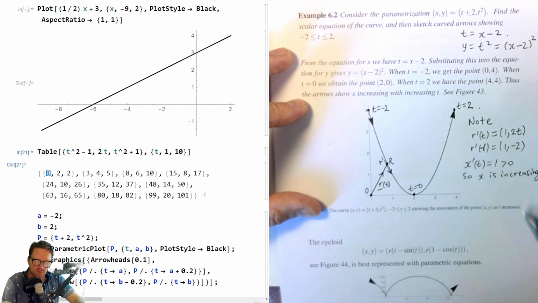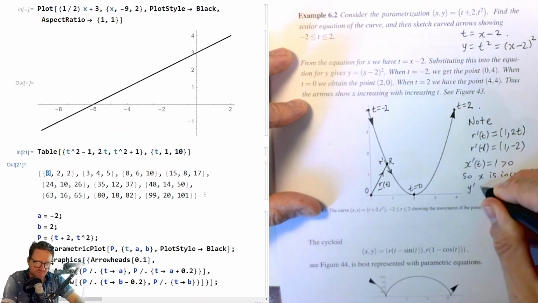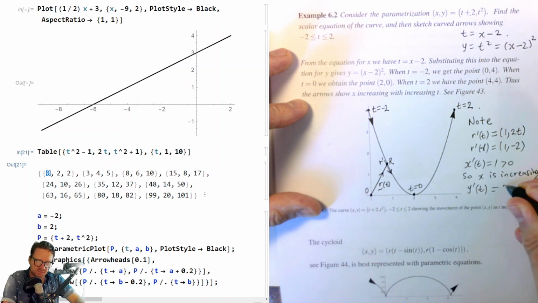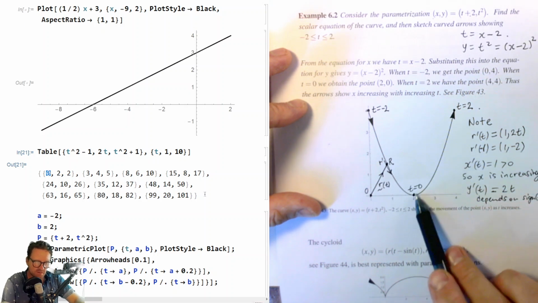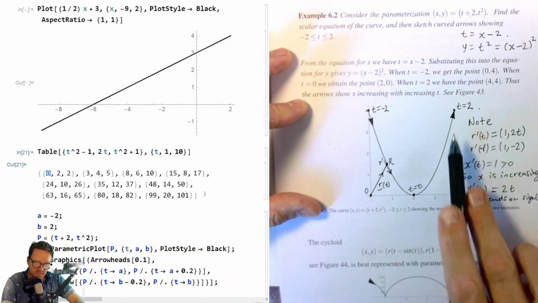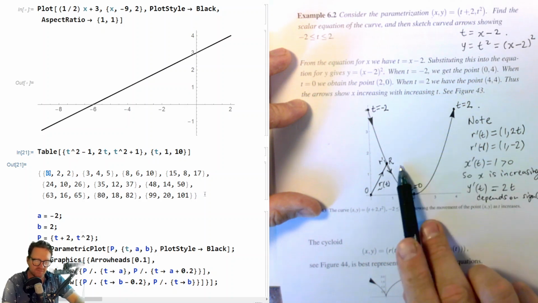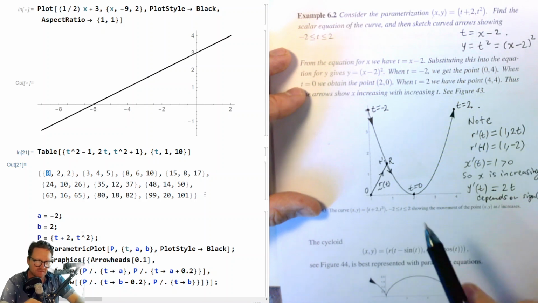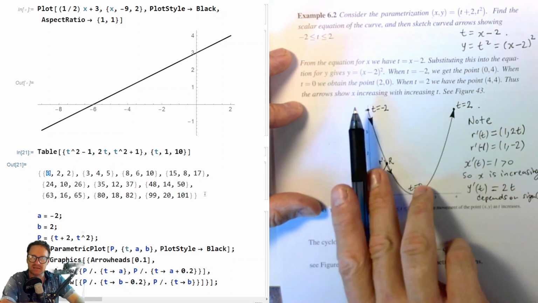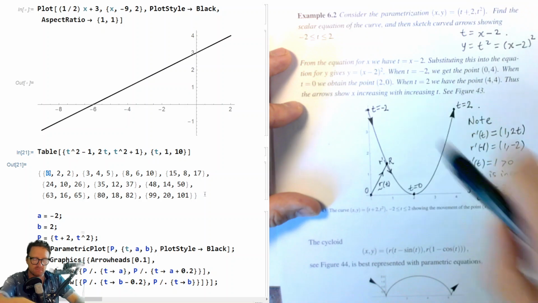Now the y component, so y dash of t is 2t, and that depends on the sign. Depends on the sign of t, right? So if it's positive on this side, the arrows are going up. And if it's on this side, so if t is negative, so over here t is negative, the arrows go down.